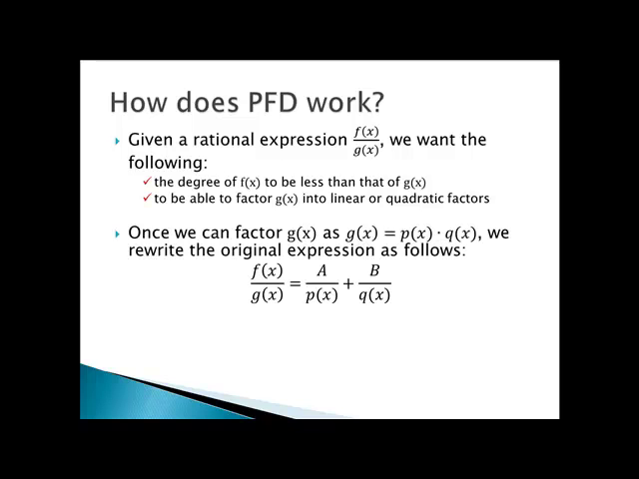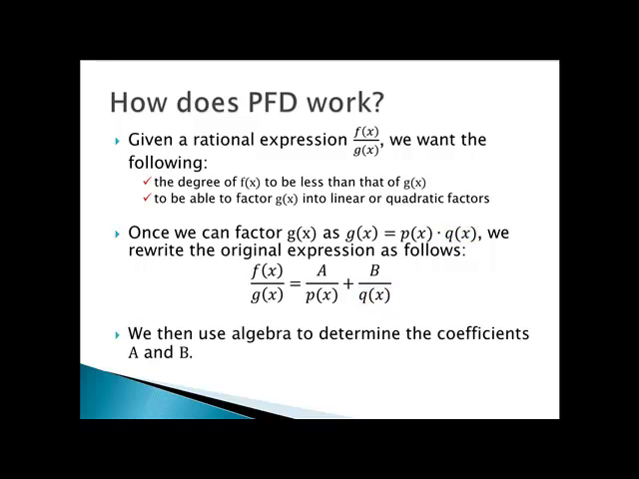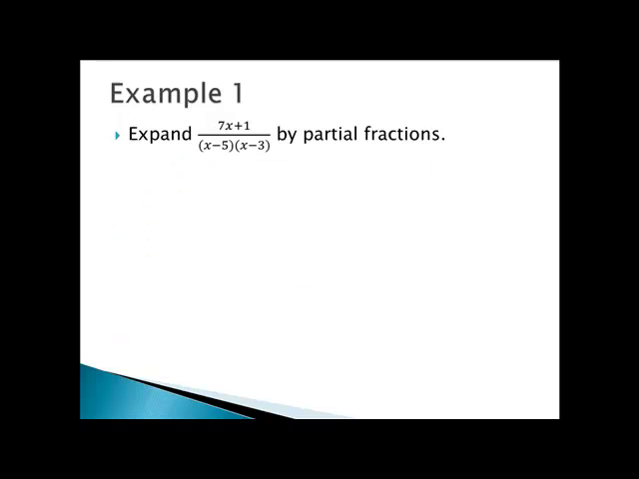If this is the case, then we'll go ahead and factor g as some p times q, and then rewrite our original expression as follows. We'll rewrite f of x divided by g of x as some unknown value a divided by the first factor of g, p, and another unknown b divided by the second factor of g, q. We'll then use algebra to determine the values of a and b. We'll look at an example.